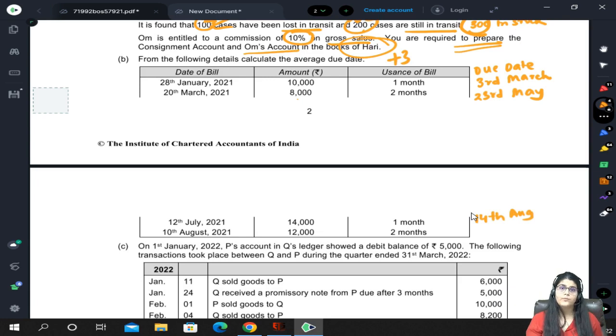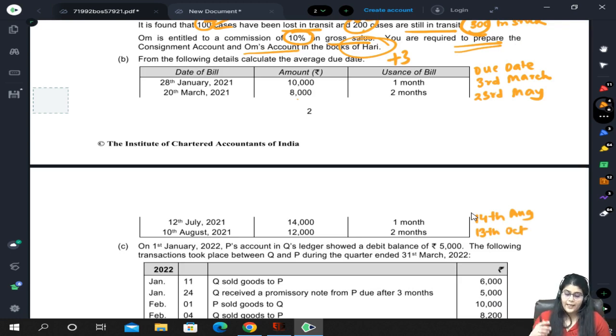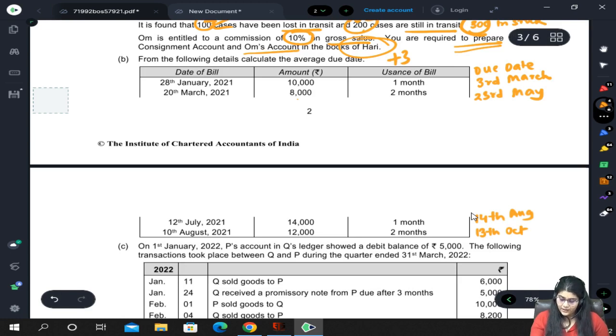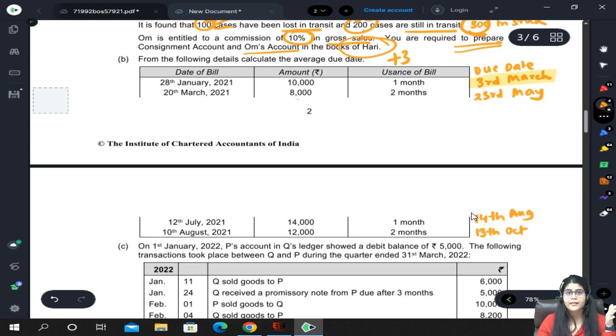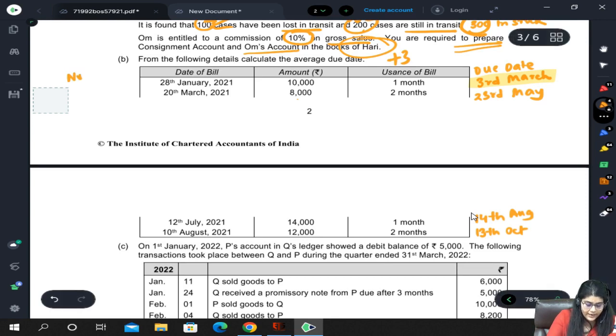10th August, 2 months, means 10th October plus 3 days, 13th October. Next, what do we have to do? The earliest one is 3rd March, so you will take 3rd March as our base date. And then from 3rd March, we will calculate how many days extra are the other bills outstanding for.